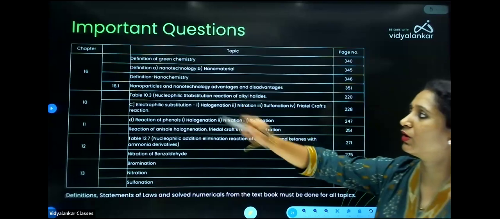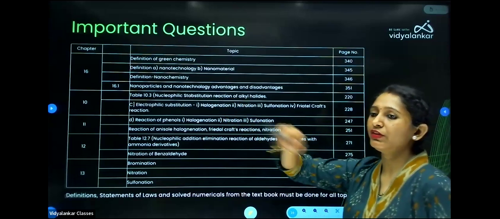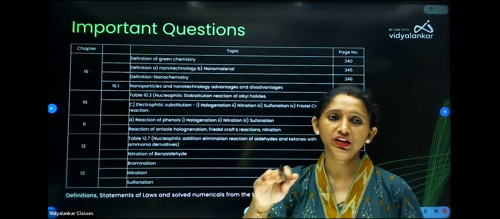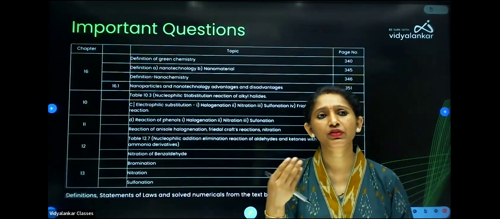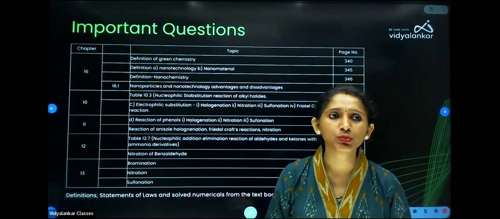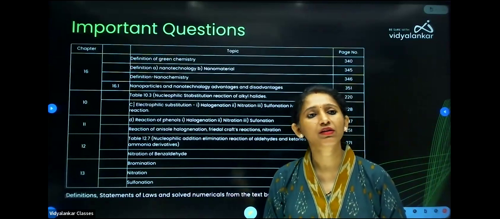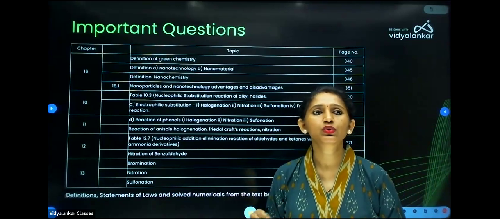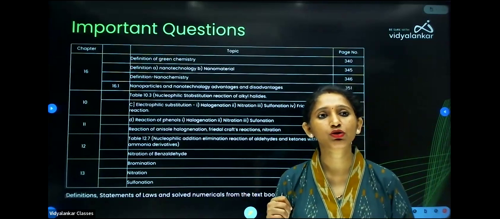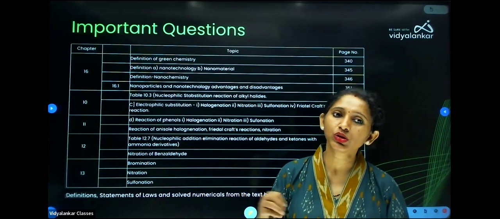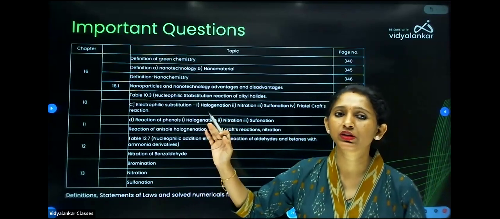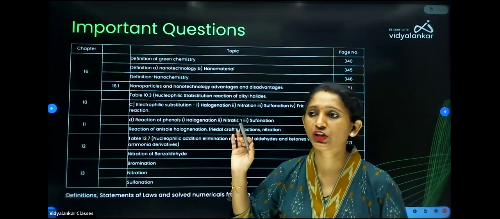So here, this is about chapter number 16, again with the weightage of 4 marks. Here, mostly you are asked to write definitions, 1 mark definitions. It can be a definition of green chemistry, nanotechnology, nanomaterial, nanochemistry. Any definition can be asked. With that, you can be asked to write the advantages and disadvantages of nanoparticles and nanotechnology. So the chapter is important and quite easy to study. So do not skip these points, at least in this chapter.